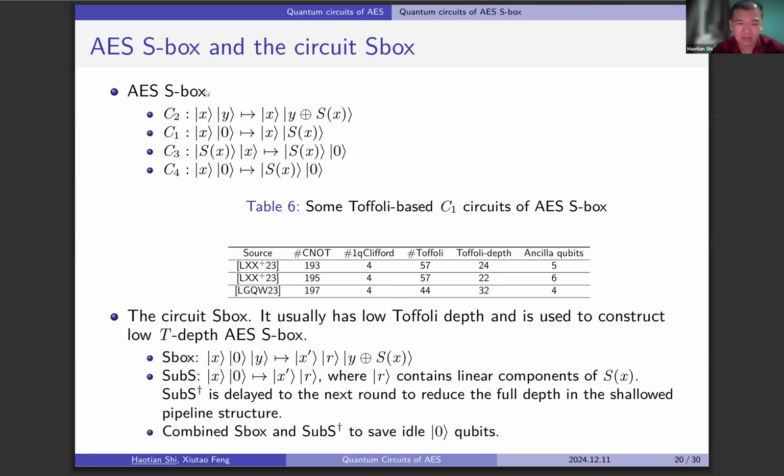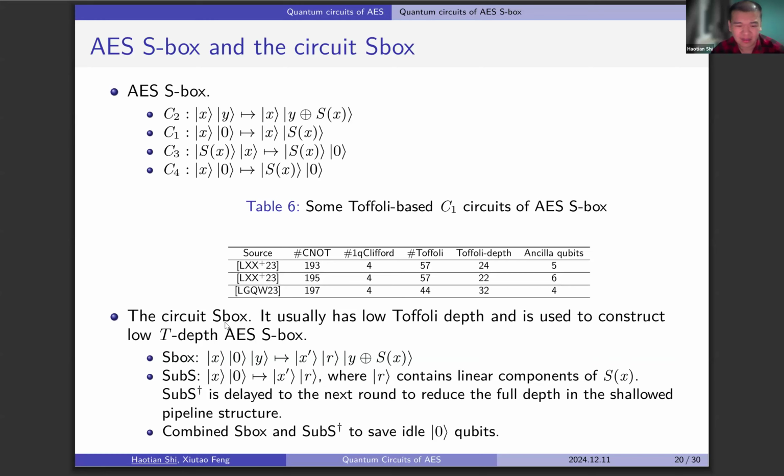First, the AES S-box and the circuit S-box. For the AES S-box, there are many types. For example, the C2 circuit is the most common one, and the C1 circuit has a lower cost since the target qubit can be 0. C3 circuits actually serve the role of the inverse AES S-box. Here are some C1 circuits of AES S-box with low Toffoli depth.